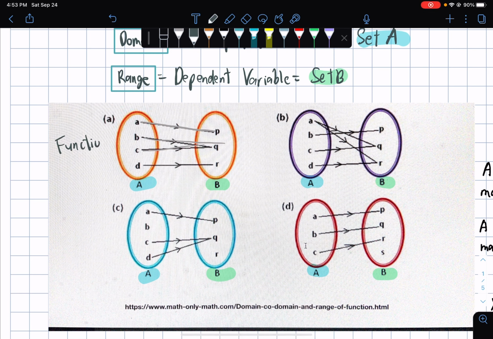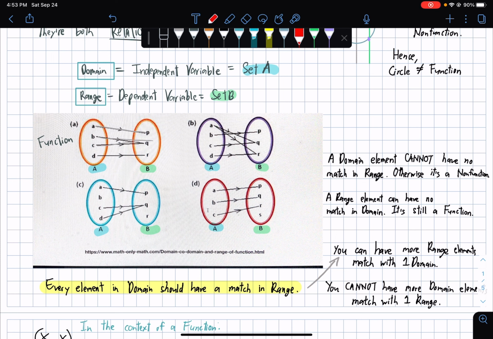Why? Let me give you references here. A domain element cannot have no match in range, otherwise it's a non-function. A range element can have no match in the domain, but it's still a function overall. So here you can have one domain element intersecting with more of a range.